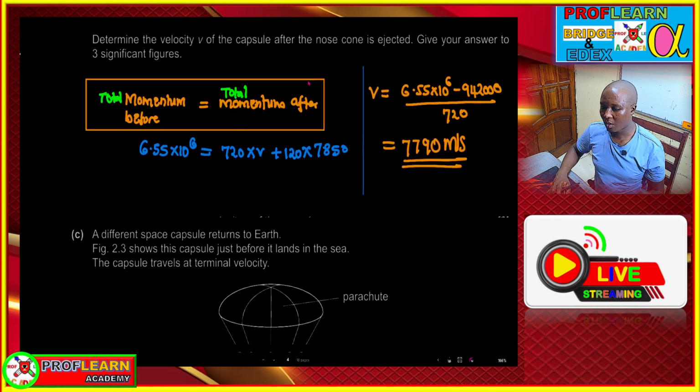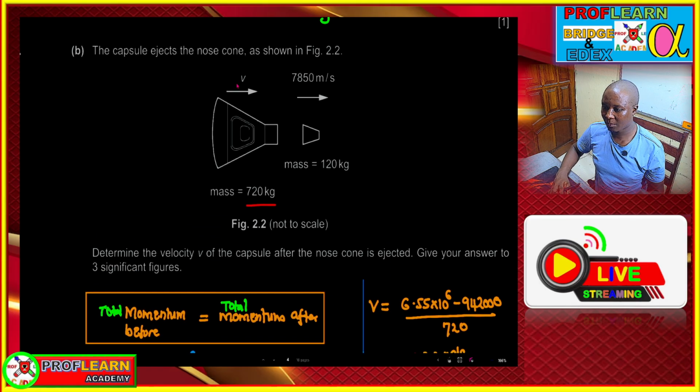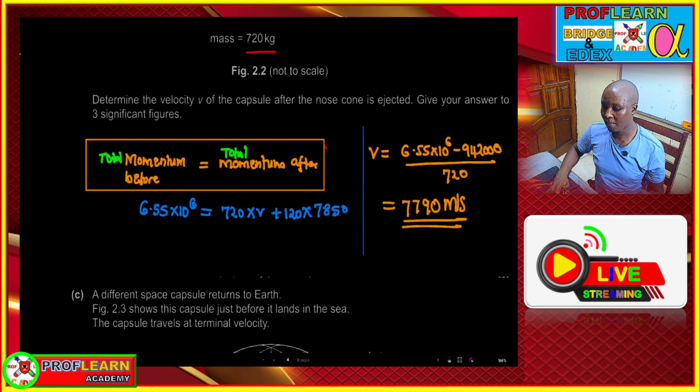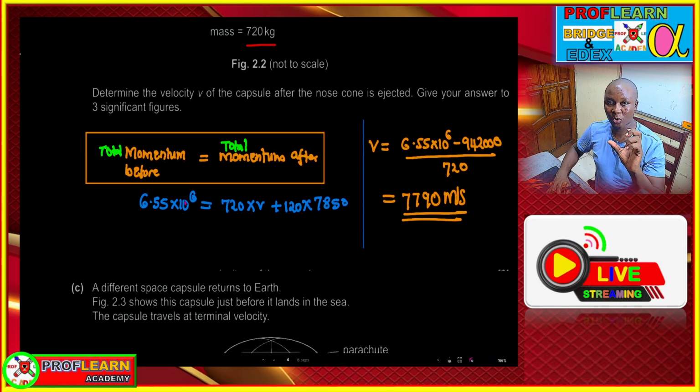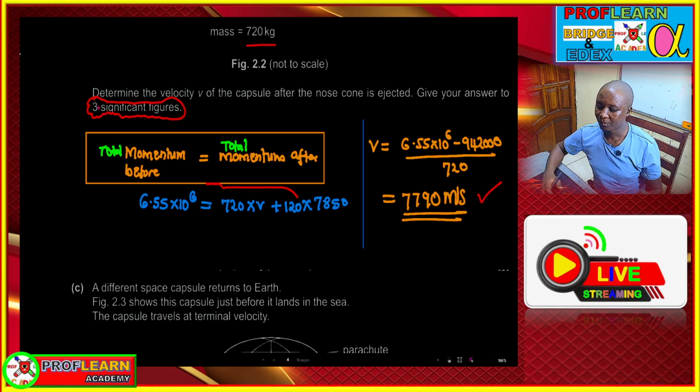So we can say 720 times v, because 720 times the speed which we are looking for, plus 120 times 850, must be equal to the initial total momentum that was there. If you work out v, you take this value to the other side of the equal sign, divide by 720, and you will get your final answer to be 7790, correct to 3 significant figures, because in this question we were told to give our answer in 3 SF.